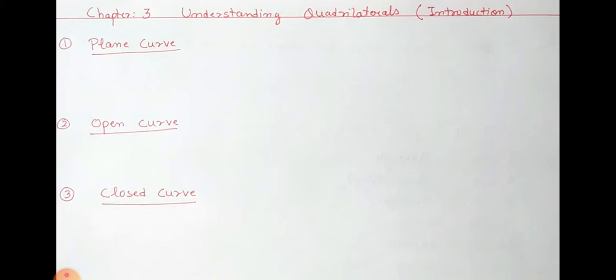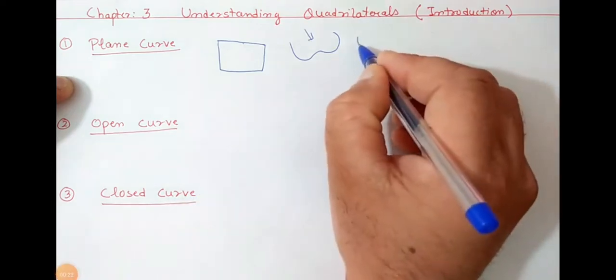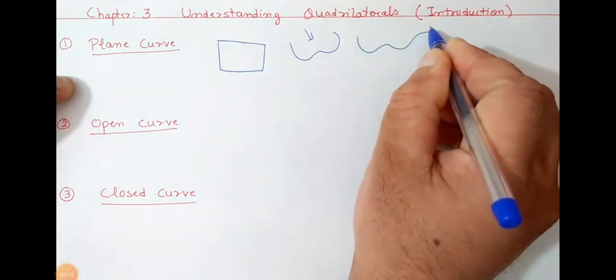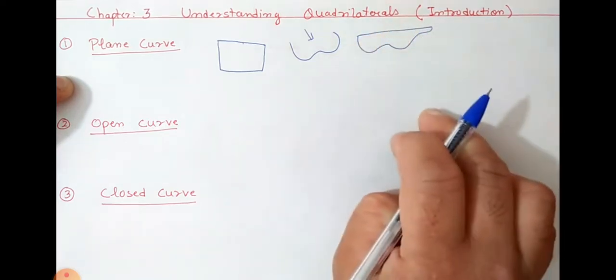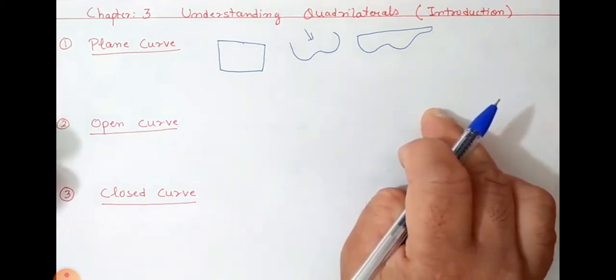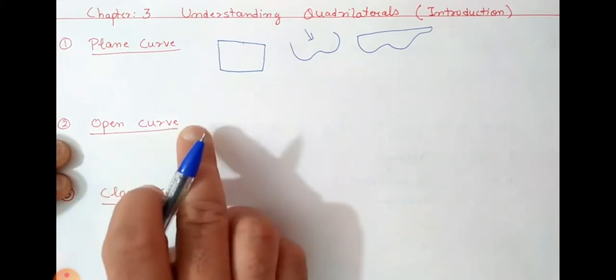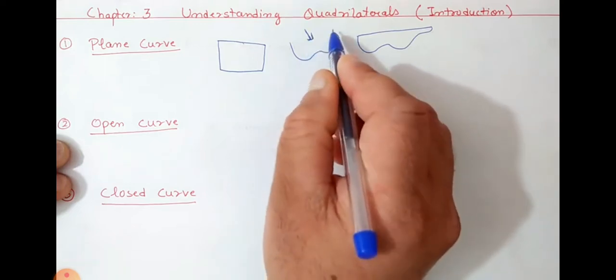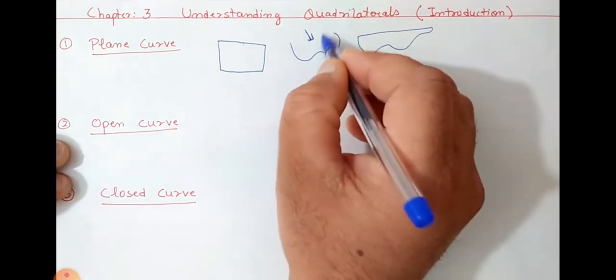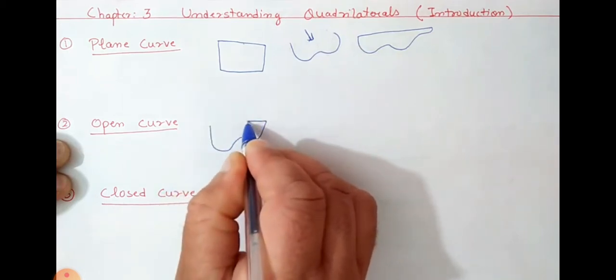Plane curves. When you join a number of points without lifting a pencil from the paper, you get a plane curve. That is called a plane curve. Plane curves are of two types, open curves and closed curves. I will show the example here.